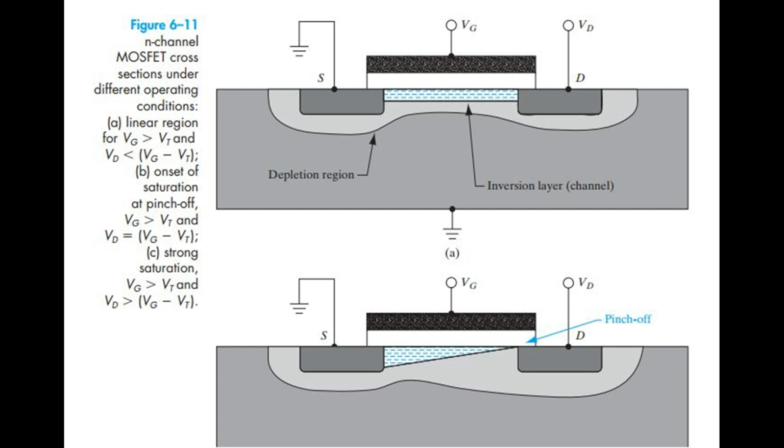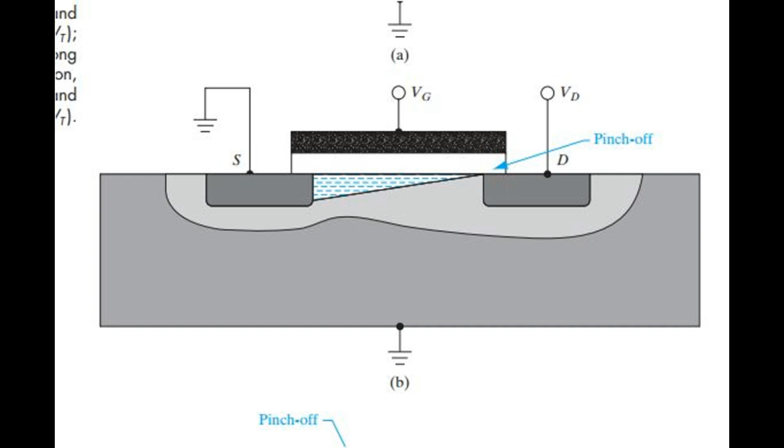A. Linear region for gate voltage greater than threshold voltage, and drain voltage smaller than the difference between gate voltage and threshold voltage. B. Onset of saturation at pinch-off, gate voltage greater than threshold voltage, and drain voltage equal to the difference between gate voltage and threshold voltage. C. Strong saturation, gate voltage greater than threshold voltage and drain voltage greater than the difference between gate voltage and threshold voltage.